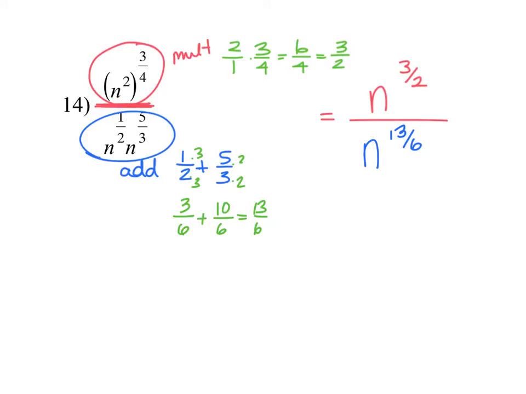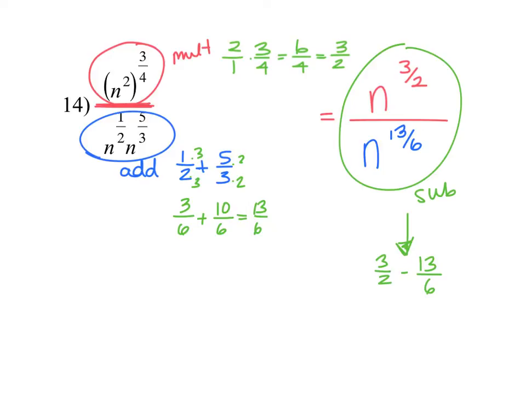And now all I have left to do is to take this and divide, which tells me I need to subtract my exponents. So I'll come down here and do that. That is 3/2 minus 13 over 6. A common denominator here would be 6. So that's going to give me 9 over 6 minus 13 over 6, which is negative 4 over 6, or negative 2/3.